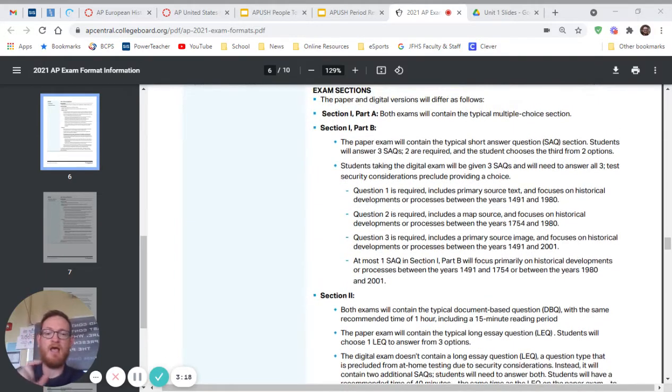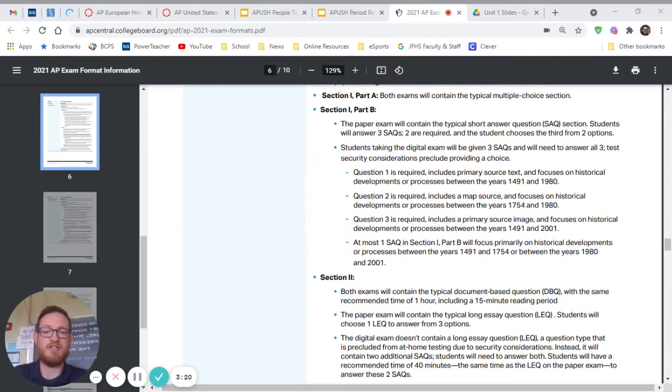So let's look here at the exam sections. You're going to see section 1, part A. You're still going to have the multiple choice section as you would normally have. Multiple choice, nothing is going to have changed about that. It is still going to be 55 questions, and you will have 55 minutes to answer those questions.